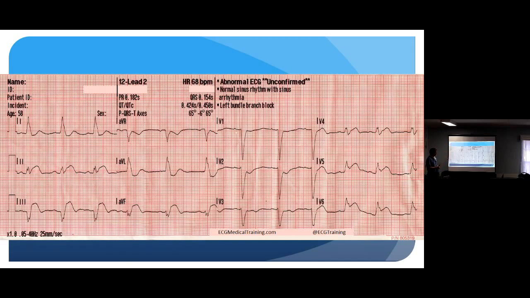What's the machine say? Normal sinus rhythm, left bundle branch block, right? So when you get a left bundle on a 12 lead, a lot of the times the machine's not going to even interpret for ischemia, for STEMIs. But what's going on here? He's having a STEMI. So again, the machine is useful, but it's not the end all be all.